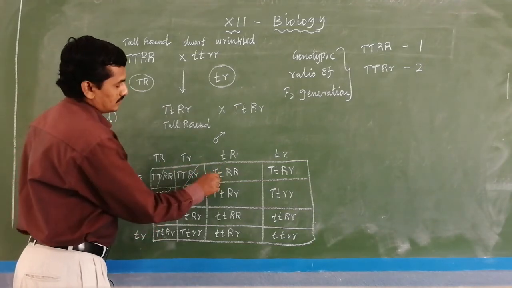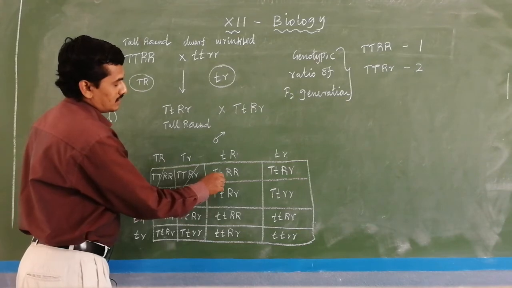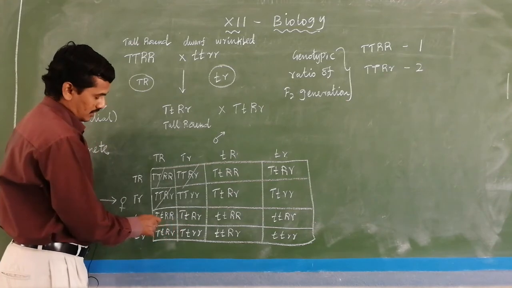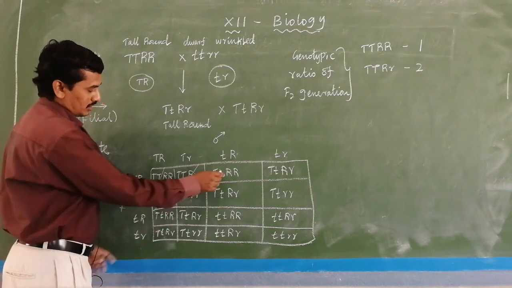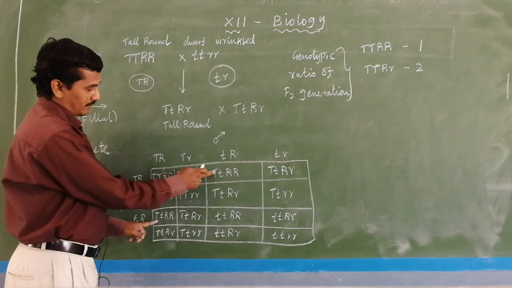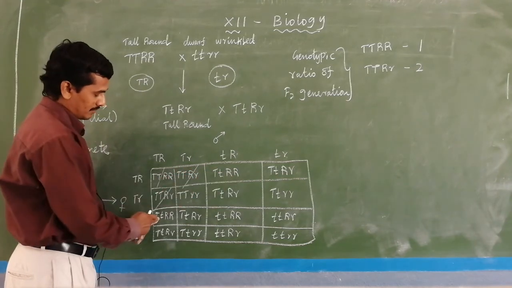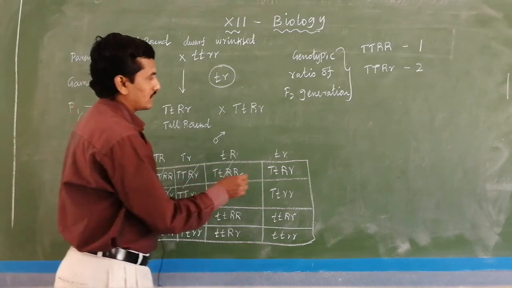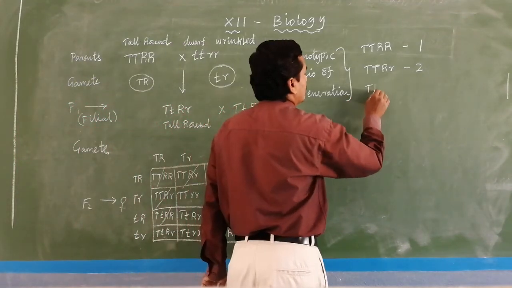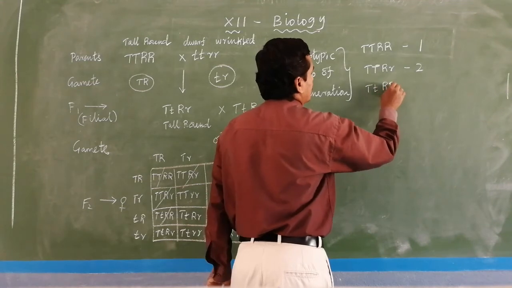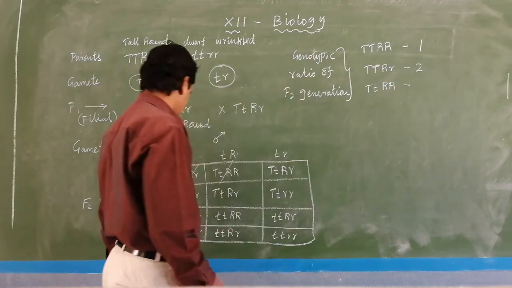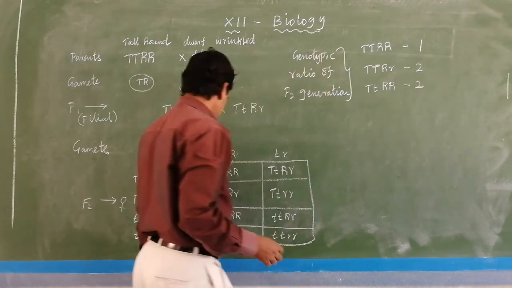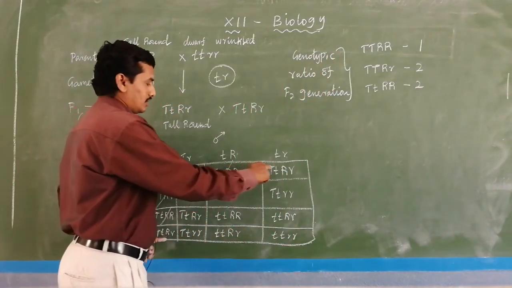So here capital T, small t, this is heterozygous tall, homozygous round. Heterozygous tall, homozygous round. Both the characters are similar. Listen, capital T, capital R, small r. Here also capital T, capital R, small r. Strike it out. Capital T, small t, and capital R, capital R. How many? 1 and 2. This is 2.